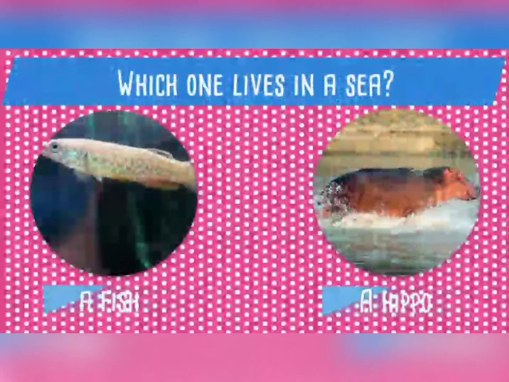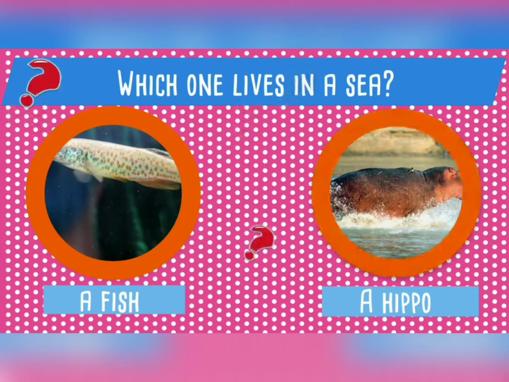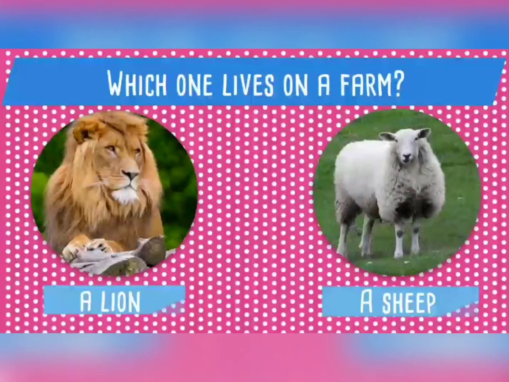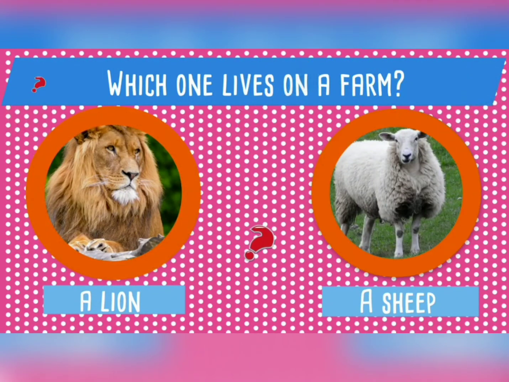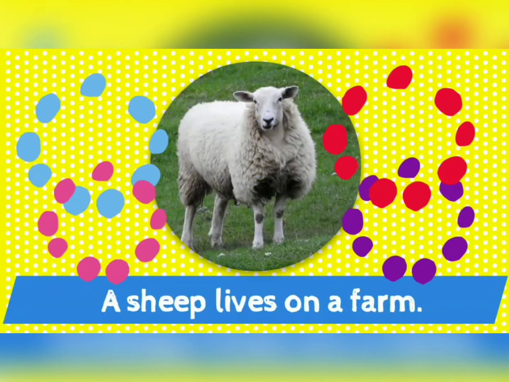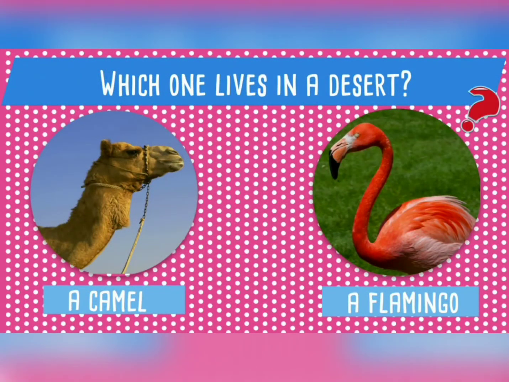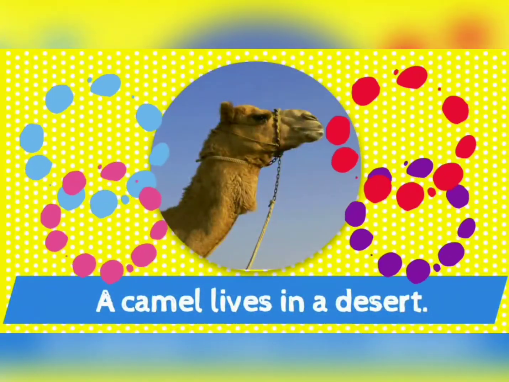Amazing! Which one lives in a sea? A fish or a hippo? Yes, a fish lives in the sea. Wonderful! Which one lives on a farm? A lion or a sheep? Yes, a sheep lives on a farm. Fantastic! Which one lives in a desert? A camel or a flamingo? Yes, a camel lives in the desert.